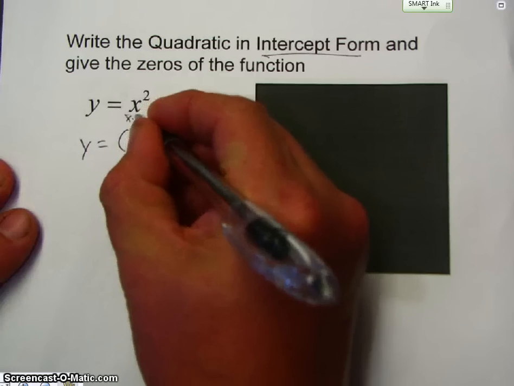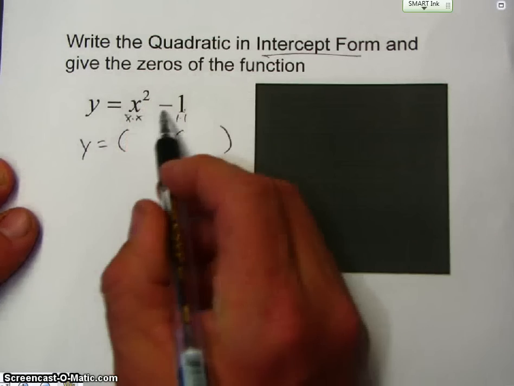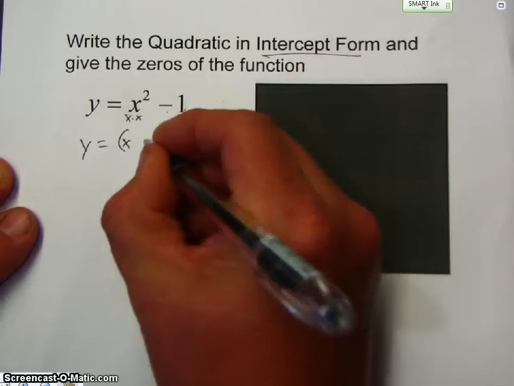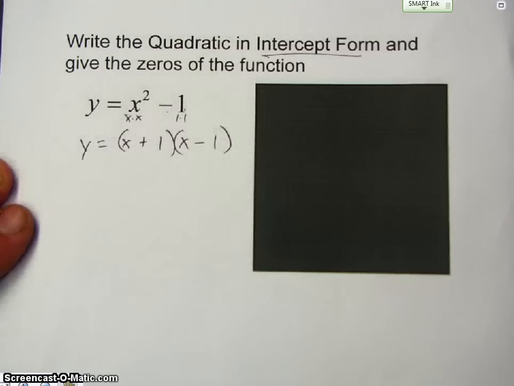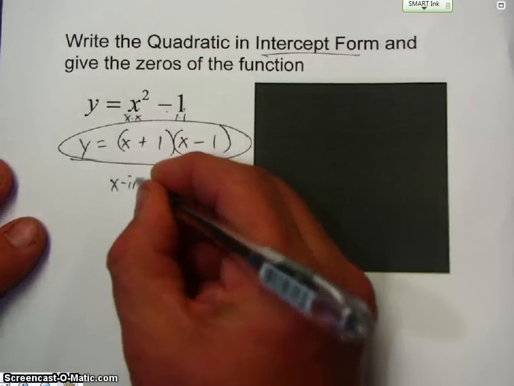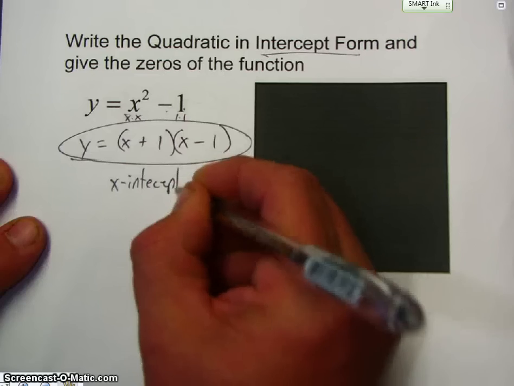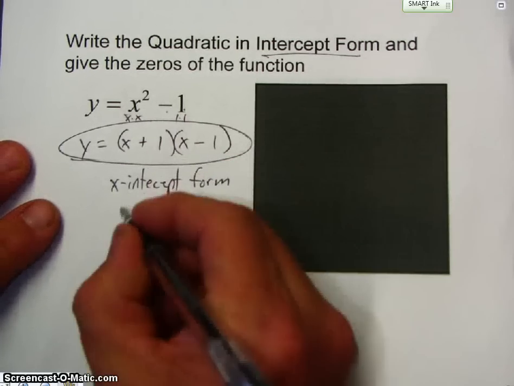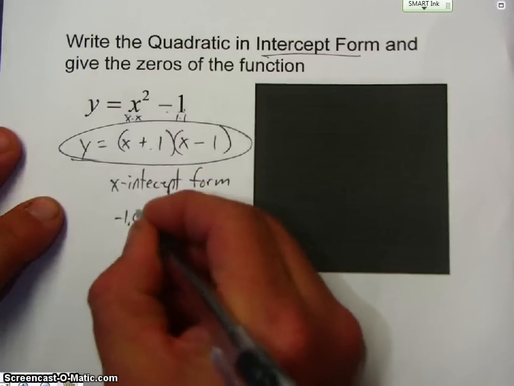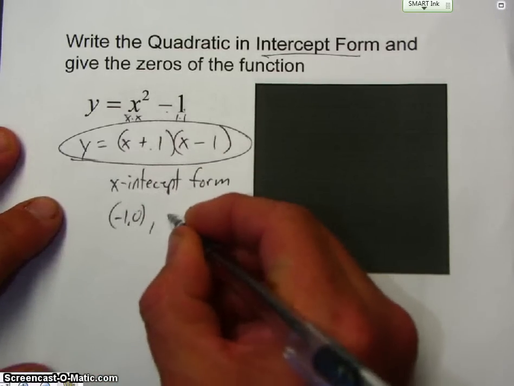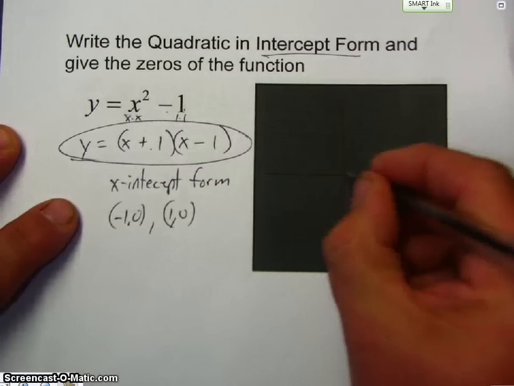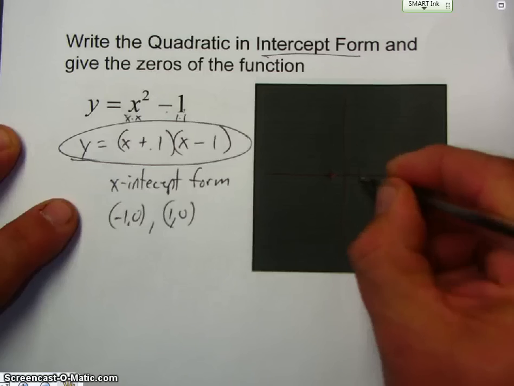So this is x times x. This is 1 times 1, and it's a difference. So the x is here, and 1 and 1. And remember, make one positive and one negative. So here is the x-intercept form. What that tells me is my graph will cross the x-axis at negative 1, 0 and positive 1, 0. So if I would graph this, negative 1, 0 and 1, 0.